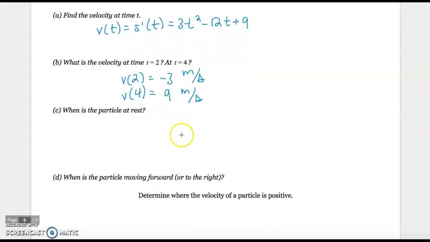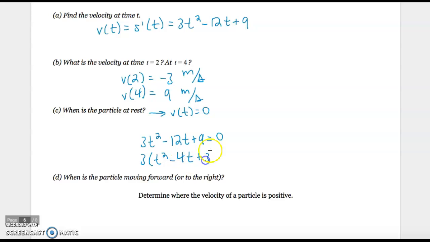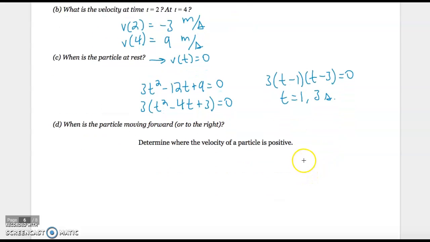When is the particle at rest? Well, if your particle is at rest, then it means that your velocity equals 0. So then I'm going to set my velocity function equal to 0. And I'm going to pull out a GCF. So we'll get t squared minus 4t plus 3. And so then my factored form would be t minus 1, t minus 3. So my particle would be at rest at 1 and 3 seconds.